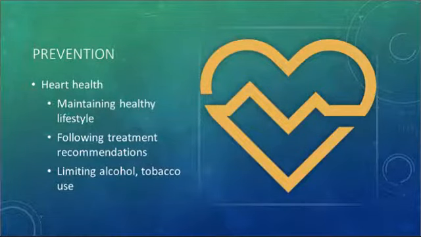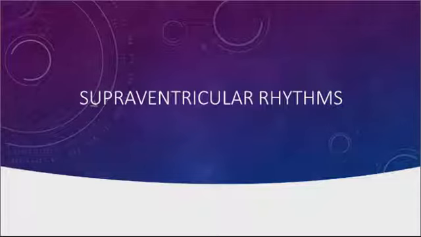Preventing heart disease, maintaining a healthy lifestyle. That's your diet, your food, your exercise, your weight. Limit alcohol and tobacco. Limit your caffeine. Increased levels of caffeine or frequency of caffeine can cause some dysrhythmias, maybe tachycardia, palpitations, SVT that we talk about.